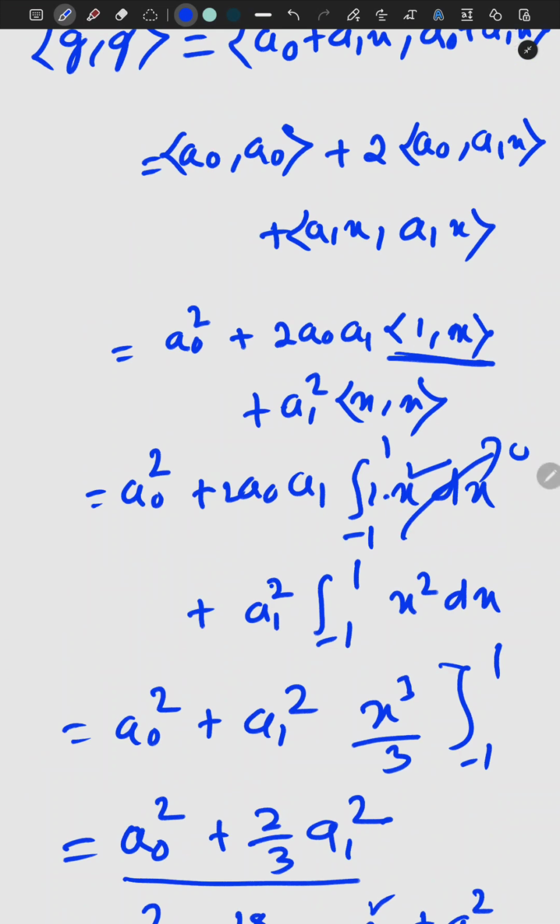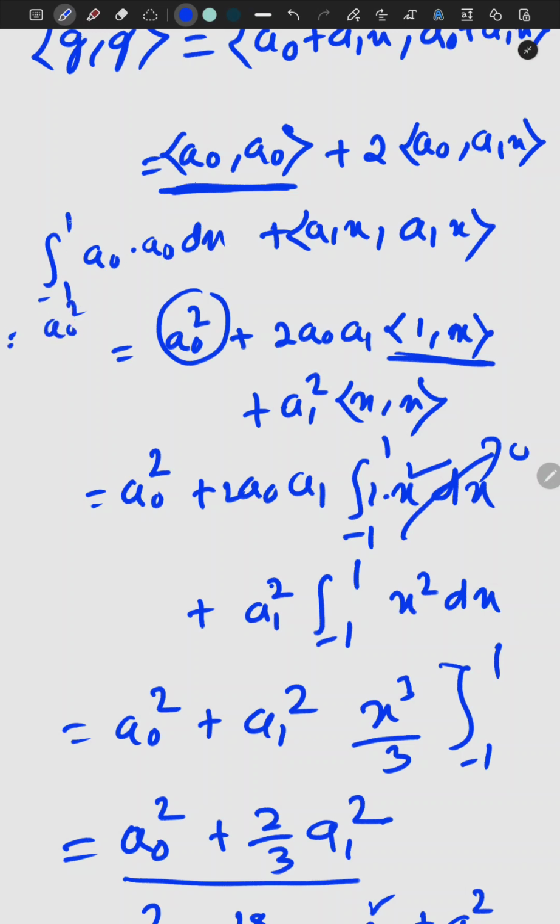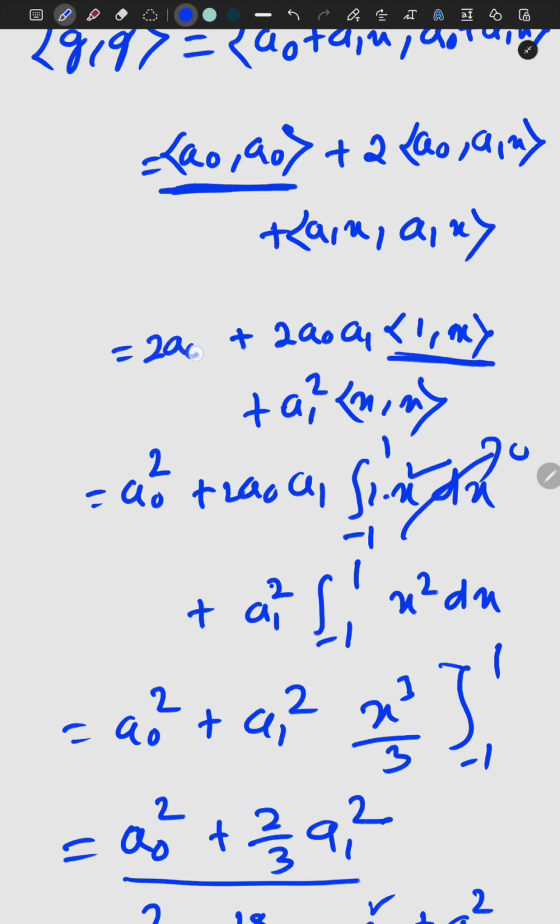Oh, got the point. Here I have mistakenly calculated the inner product of a0 and a0 as a0 square. That is a mistake, because the inner product of a0 comma a0 is the integral from minus 1 to 1 of a0 into a0 dx. So it gives a0 square times the integral of minus 1 to 1 dx, which gives 2 a0 square. I had written mistakenly that it is a0 square. Okay, so it gives 2 a0 square.